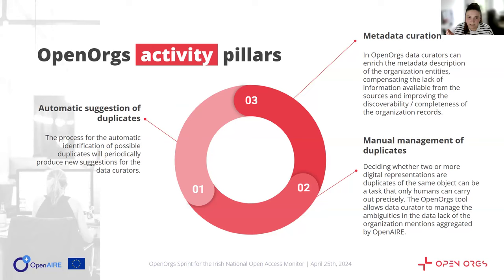The second step is the manual management of the duplicates. This enables curators to manage the duplicate suggestions by either confirming or denying them, recognizing that some decisions can only be made by humans. Then we have the third pillar, which is metadata curation, in which the curators can enrich the quality of data and improve the findability of organizations within the large space of data OpenOrg has developed.